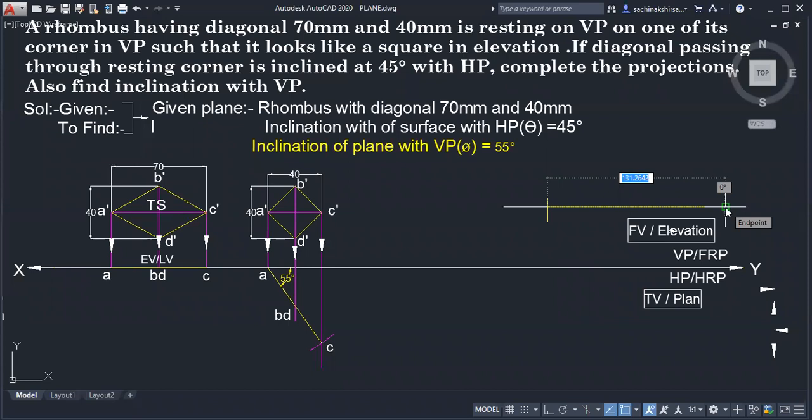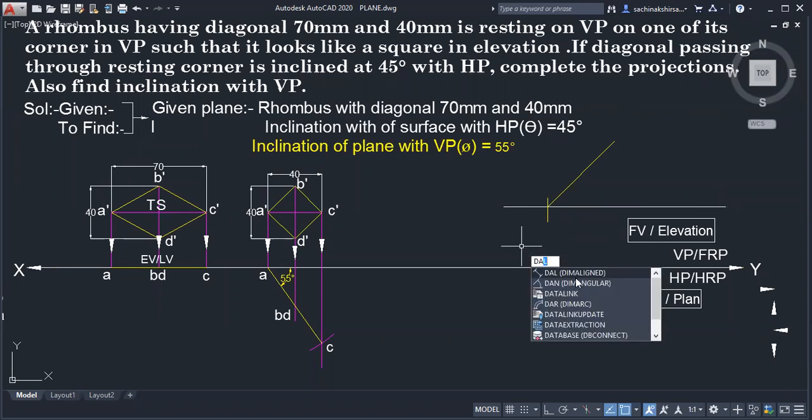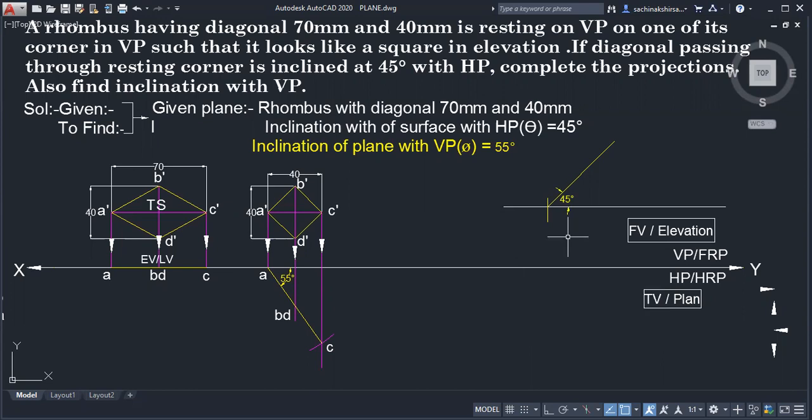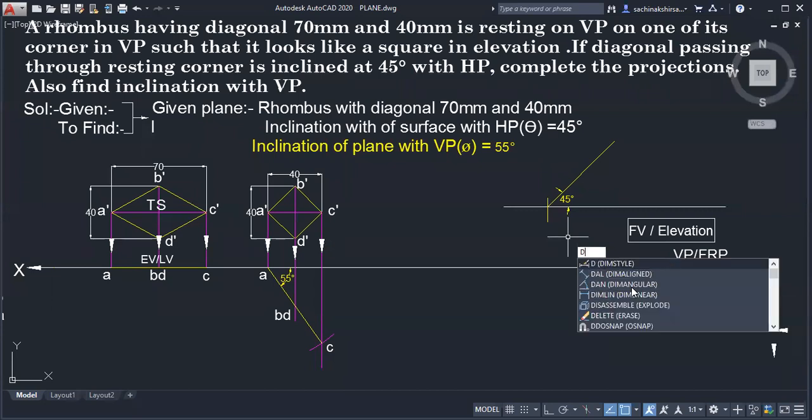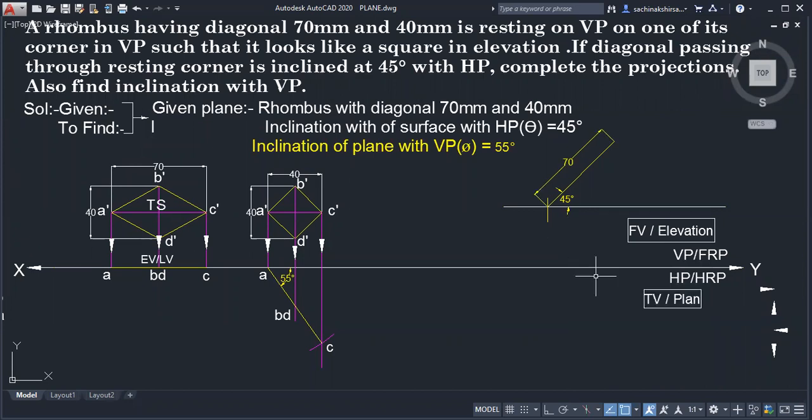So 70, like this, you have to draw. This angle should be 45, whatever is given, and this length should be 70. That is the true length. Now what do we know? The apparent length we know.